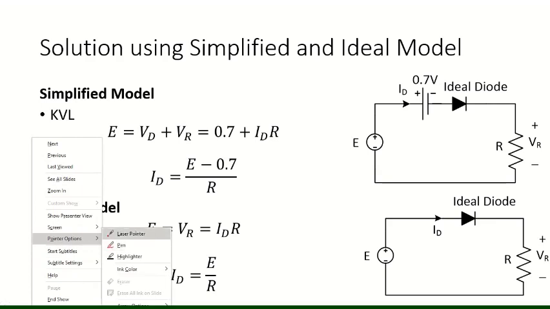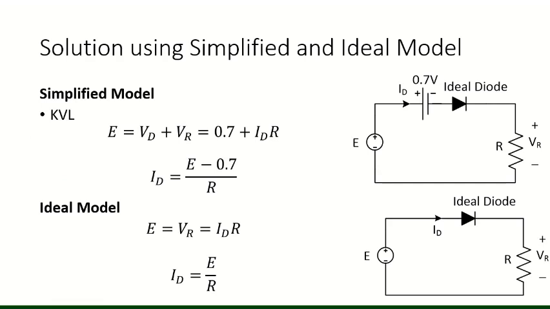Let me take out the pointer. Okay, so from this equation we can easily find out the value of Id, which is Id is equal to E minus 0.7 divided by R. So for the simplified model, we must know the value of E, which is the potential, and we must know the value of R, which is the resistor in the circuit.